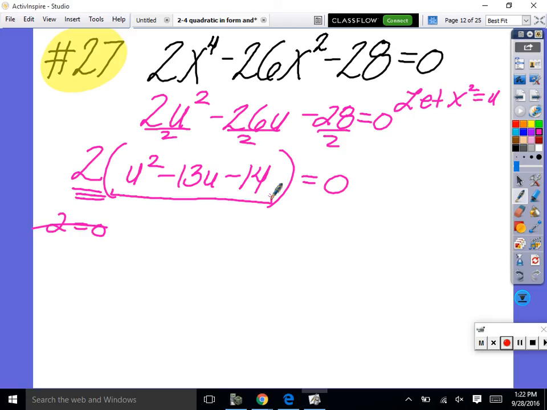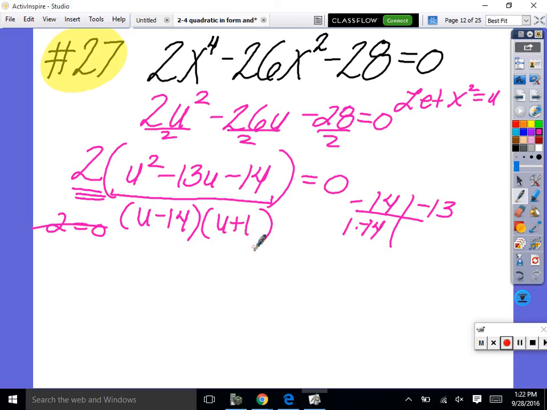We can just ignore it. So we're quick factoring it. What multiplies to be -14 and adds up to be -13? That's 1 times 14, negative 14, right? Now we can quick factor it. We're ignoring the 2. This is going to factor to be (u - 14)(u + 1). And now we'll solve each of those. So we get u = 14 and u = -1.